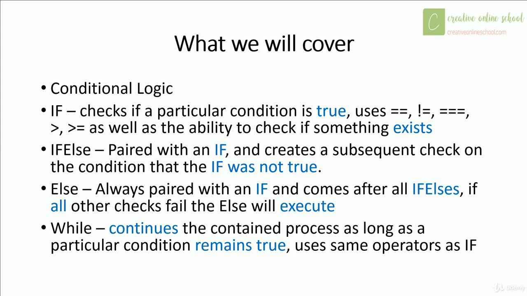Next is if else. These are always paired with an if, and it creates a subsequent check on the condition if the if was not true. So it tries the if, and if the if fails, it proceeds to the if else. Finally, we have else. It is also always paired with an if, and it comes after all the other if-elses. If all the checks fail, both the ifs and the if-elses if they exist, then it will execute the else.